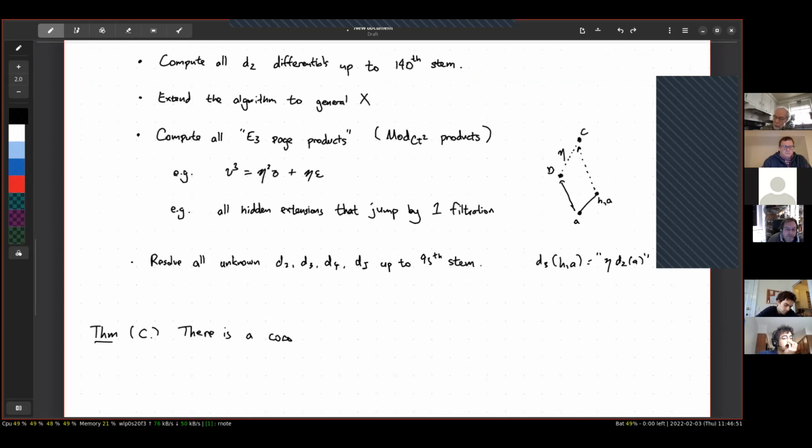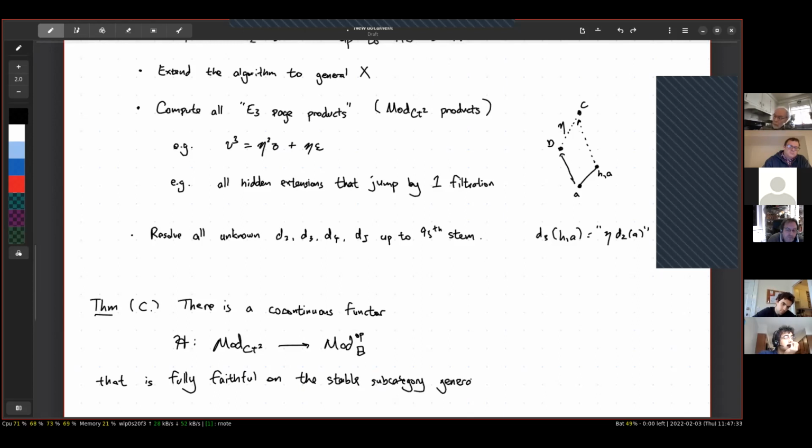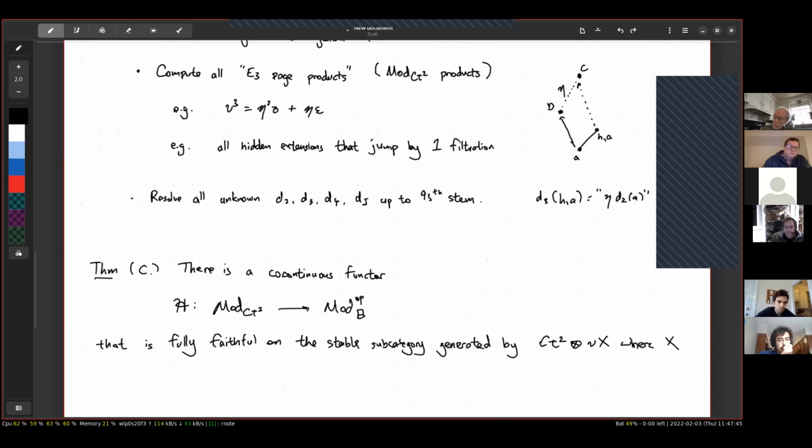a co-continuous functor from mod C tau squared to modules over B op that is fully faithful on the stable subcategory generated by things of the form C tau squared tensor nu X, where X is finite type.